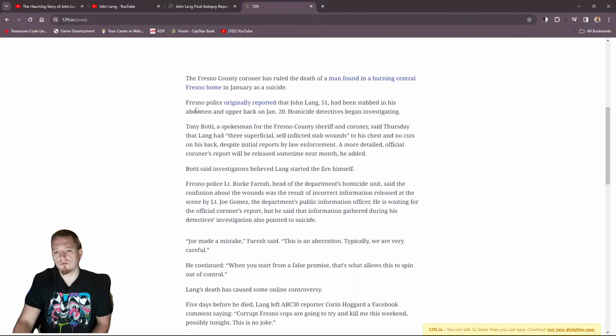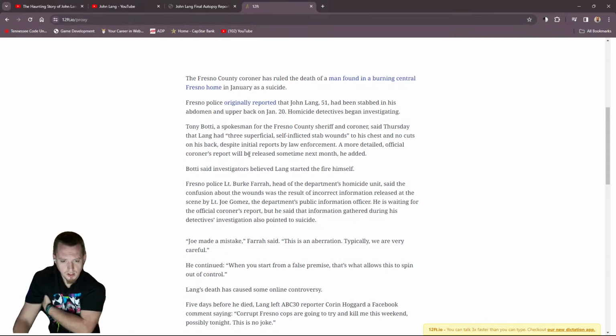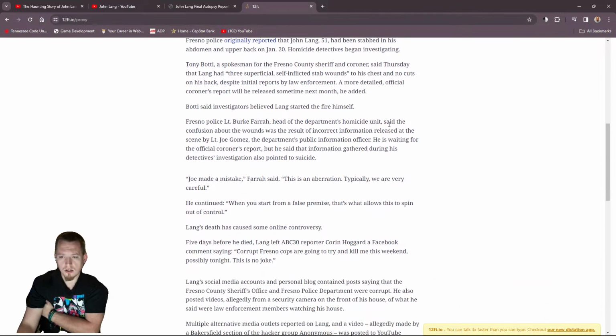Fresno court ruled it a suicide. And stabbed him in his abdomen and upper back. 3 superficial self-inflicted stab wounds to his chest. Oh, maybe the police report has details of back wounds. Information released at the scene.